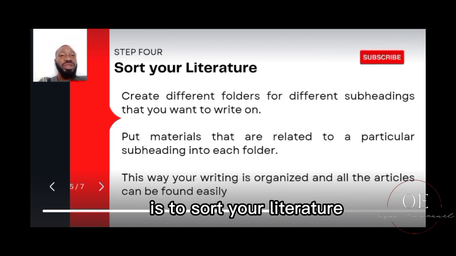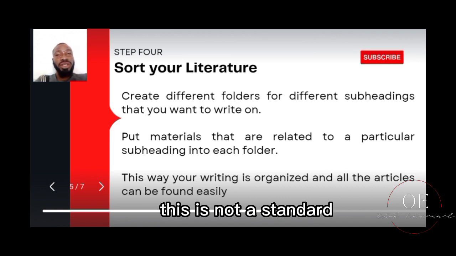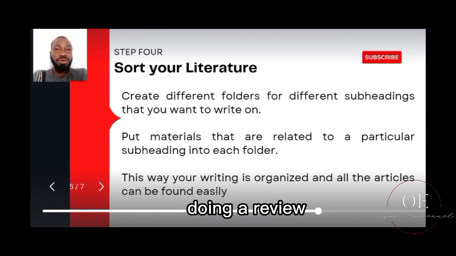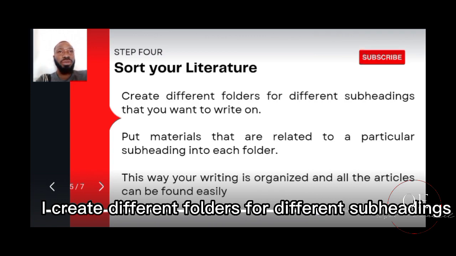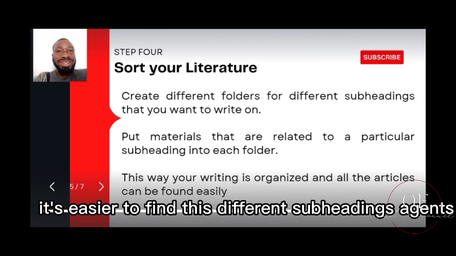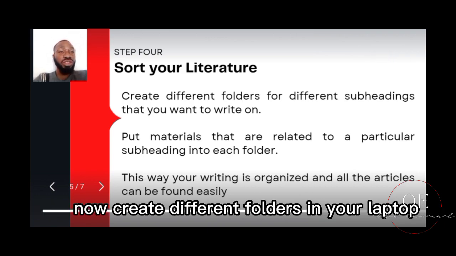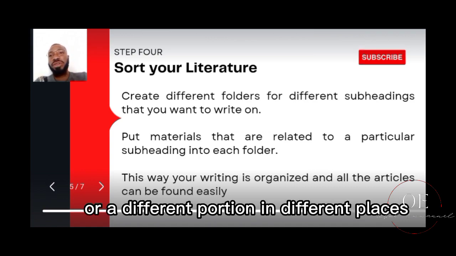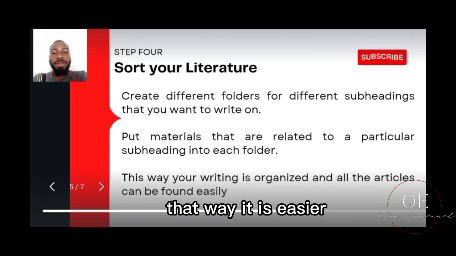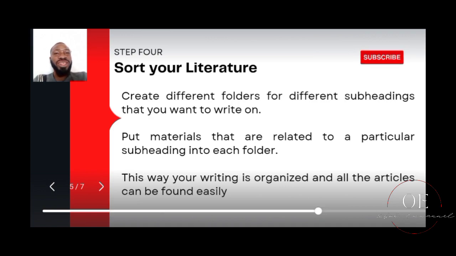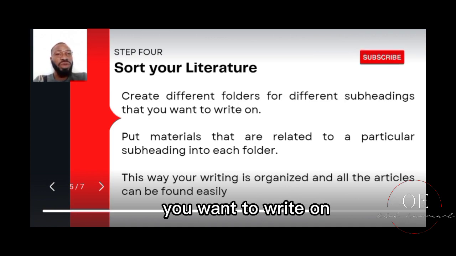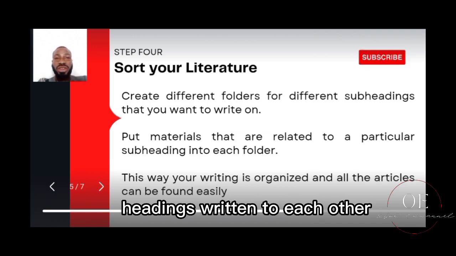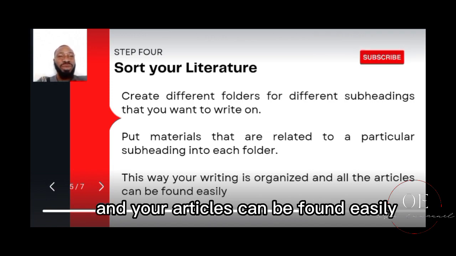Now, the next thing is to sort your literature. What I do, and this is not a standard, most times when I am doing a literature review, is create different folders for different subheadings. So when I am writing, it's easier to find these different subheadings. Create different folders on your laptop, or if you've printed them out, sort them into different folders or different places, and name them. That way it is easier. You already have your subheadings, you already have a pattern of flow you want to write. So create different folders for the subheadings you want to write on. Put the different materials relating to each other in these different subheadings. This way your writing is organized and your articles can be found easily.